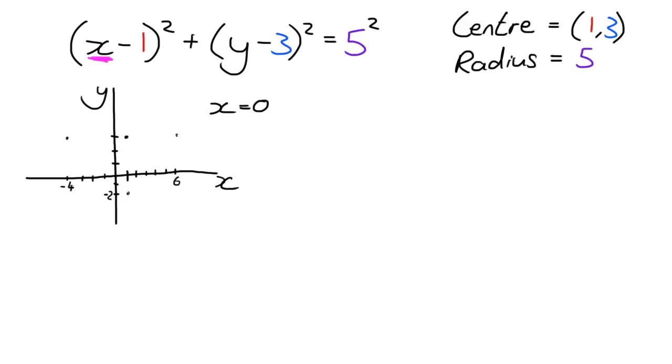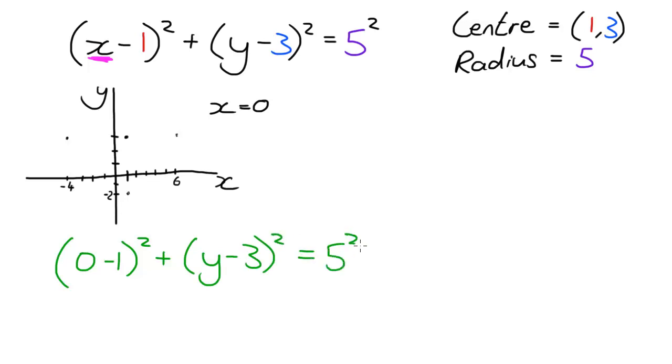So what we're going to have then is (0 minus 1) all squared plus (y minus 3) all squared is going to be equal to 5 squared. And then let's just manipulate this until we get 2 y values. So what are we going to have here? Well, 0 minus 1 is going to be minus 1. Minus 1 squared is going to be 1. So we get a 1 there.